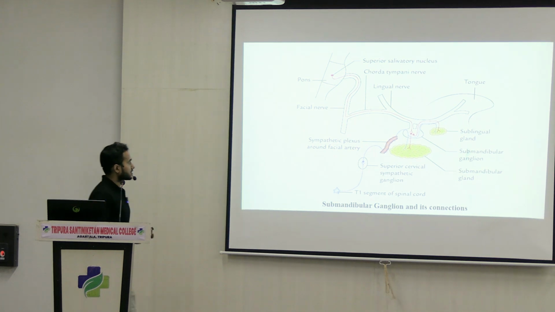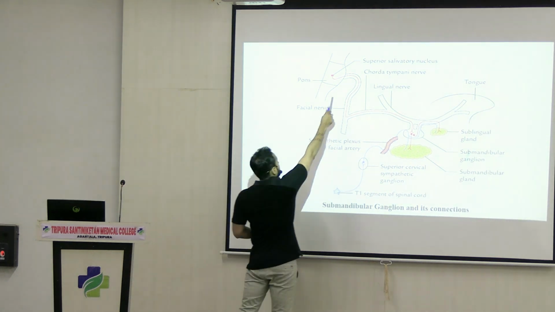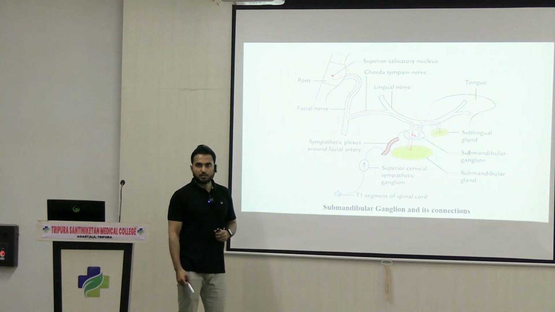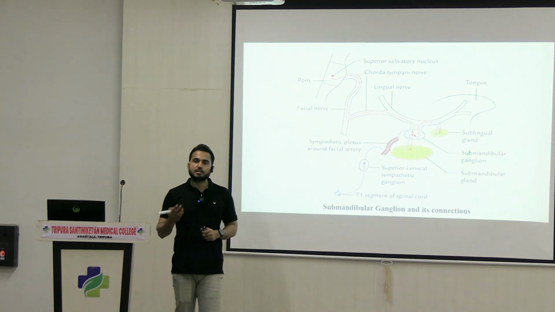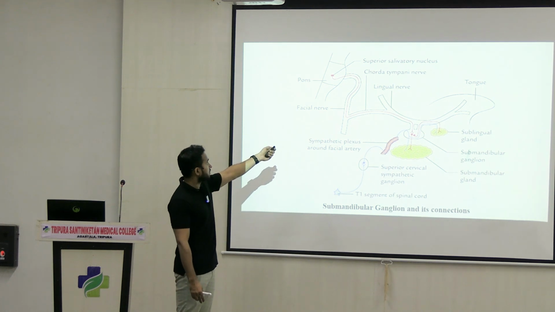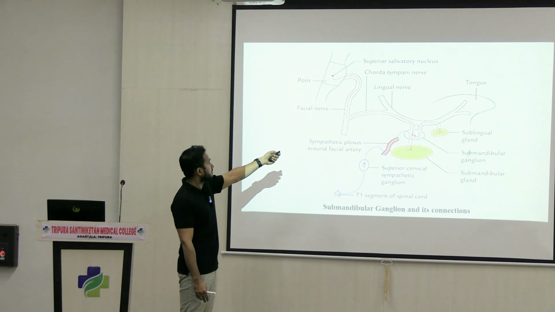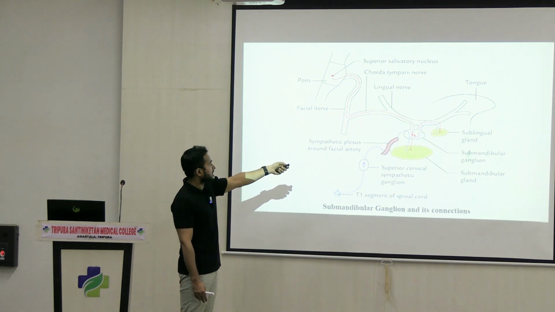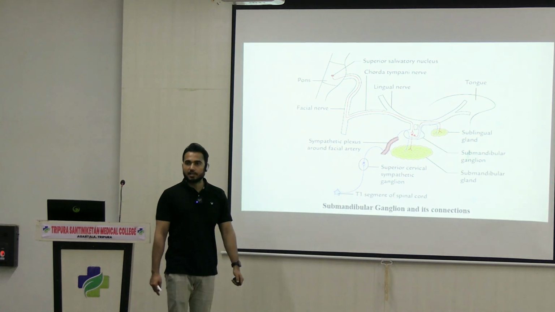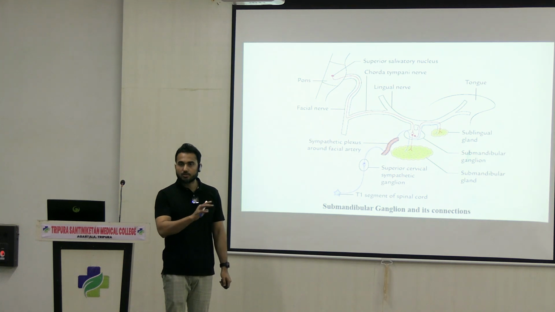Now in this diagram, first of all, you can see this is the pons. In the pons you are getting the superior salivatory nucleus. When we discuss the pons, at that time you will come to know the superior salivatory nucleus in the cut section of the pons. From the superior salivatory nucleus you can see the fibers coming out through the facial nerve, then chorda tympani, and then the lingual nerve. You can see the fibers going and relaying into the submandibular ganglion. Color codes are given so that you can understand.